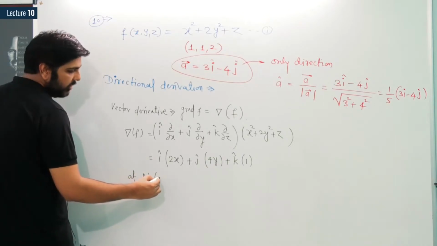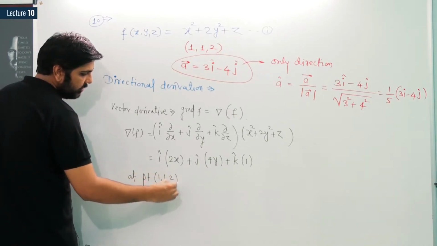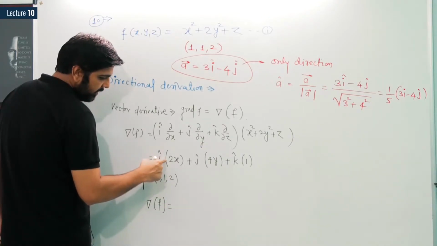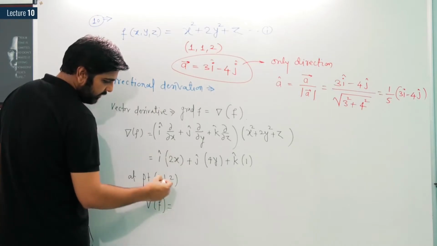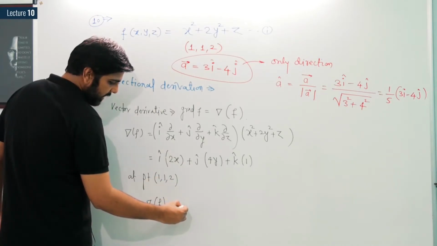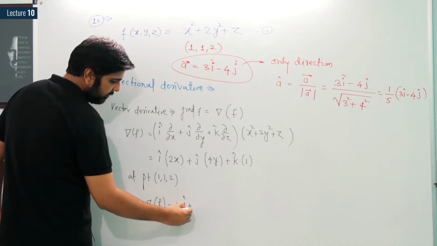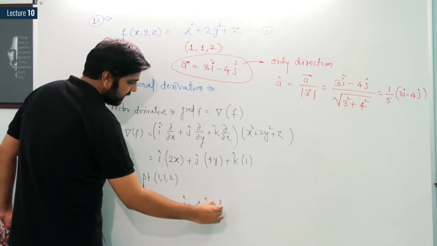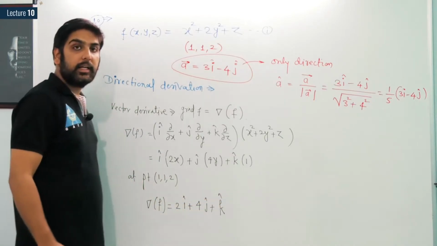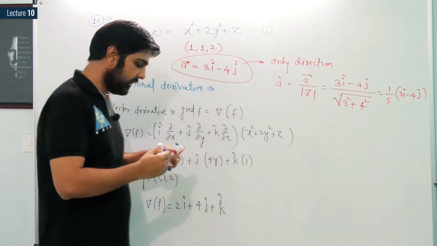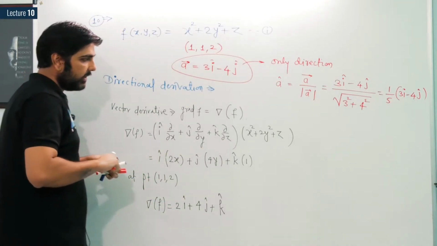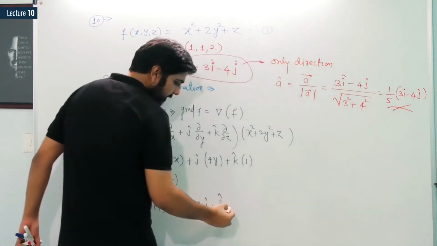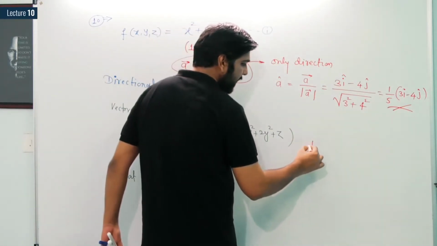Now at the point 1 comma 1 comma 2, the gradient of f is equal to, so I need to put here 2 into 1, so this is nothing but 2 i cap plus 4 j cap plus k cap. So this is nothing but our gradient at point 1, 1, 2. Finally we need to have the directional derivative. So this is our vector direction and this is our vector derivative. So what will be the directional derivative?